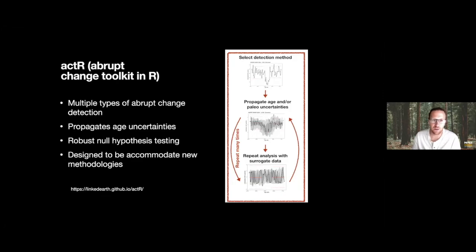Other things which are a bit earlier in their development, but that are coming down the line, and again play nice with Lipid and these data compilations, is this abrupt change toolkit in R, Actor, which we're developing as part of the Belmont Forum funded project. It's similar ideas, but it's being able to take age uncertain data and then propagate them through with age uncertainties through various types of abrupt change detection algorithms, and then apply robust null hypothesis testing to get what are hopefully very reasonable and robust results across large networks.